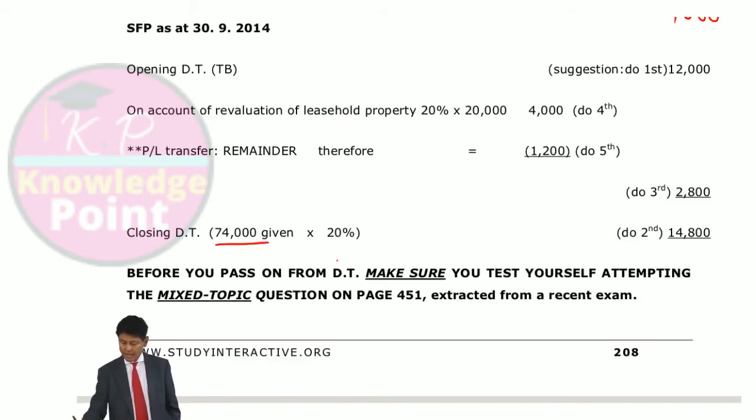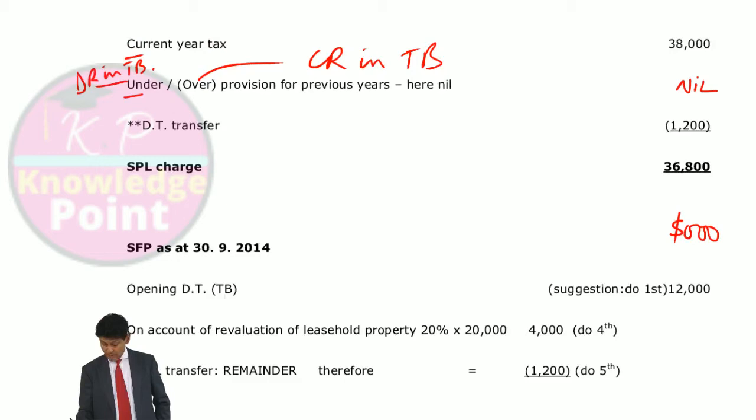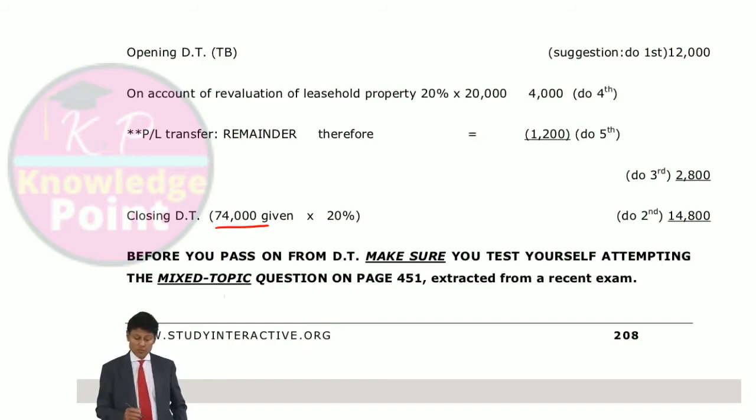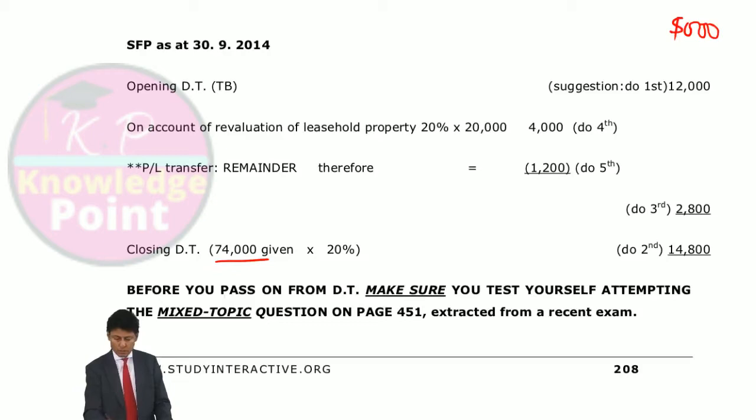Now, traditionally, what we would do is the difference between the 12 and the 14.8, we simply put into the P&L. You can't do that anymore. Not in this particular context, because the amount that ends up in the P&L is subject to first transferring something to the revaluation reserve. So what we're saying is there's a revaluation reserve, a revaluation surplus on the leasehold property, and if the leasehold property is sold, you must find tax on that surplus, which happens to be 20,000. 20% tax is 4,000. So the way to do it is you get your 12,000 in place, do that first, do the second, and this is the balancing figure. But don't just blindly transfer that to the P&L. You've got to first allow for the revaluation.